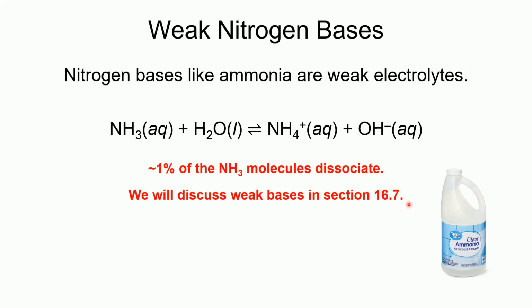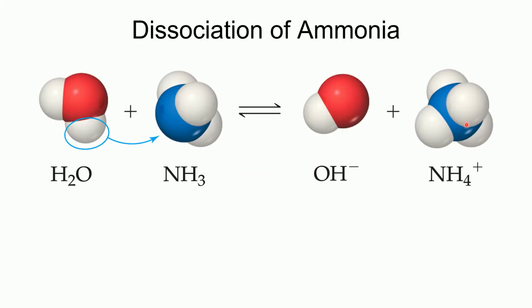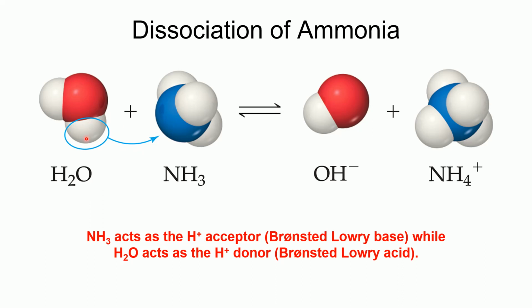Okay, so now the dissociation of ammonia. Here water reacts with the ammonia molecule. You'll see that one of the hydrogens is donated from water. Since water is donating it, water is acting as a Bronsted-Lowry acid in this case. Ammonia is accepting H plus from the water, so ammonia is acting as the Bronsted-Lowry base. So it's the H plus acceptor, the Bronsted-Lowry base, and water, the H plus donor, is a Bronsted-Lowry acid.